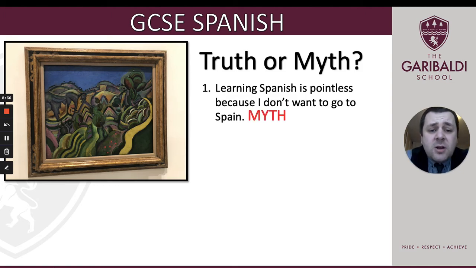Spanish cannot be pointless because there are 437 million people who speak it in the world. Also, just because Spain doesn't interest you now, it doesn't mean that in 10 years' time you'll feel the same way. We never know what's going to happen. We can't close doors when we're only in year 9. And also, you might not want to go to Spain, but you might be interested in Mexico, Colombia, Argentina, Peru, Cuba, Bolivia, Costa Rica, Guatemala. They are all countries that speak Spanish, and they all have their own amazing and unique cultures that are just waiting to be discovered by you.